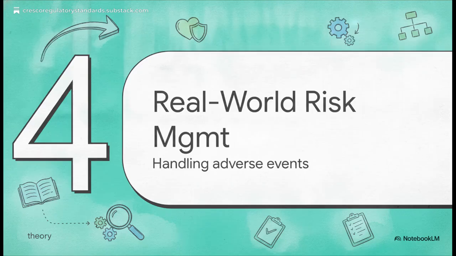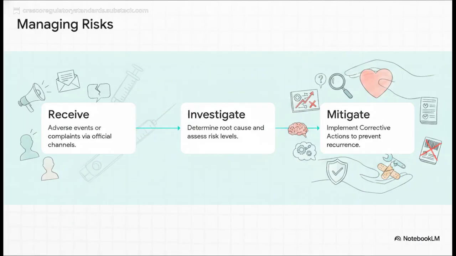All right, moving into Section 4, Real-World Risk Management. Let's look at what happens when a risk is actually identified in the wild. It's basically a 3-step life-saving narrative. Step 1, the SFDA receives a report of an adverse event or complaint through their official channels. Step 2, they investigate the root cause and evaluate the risk level, talking directly with the manufacturer to get the technical data. Step 3, mitigation.